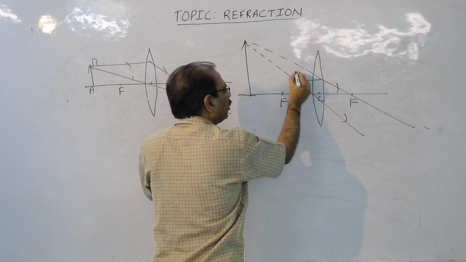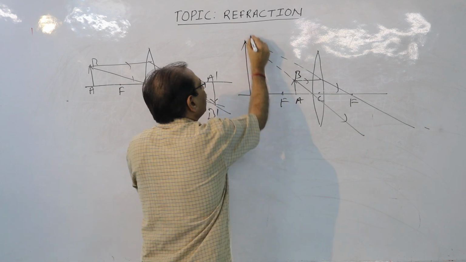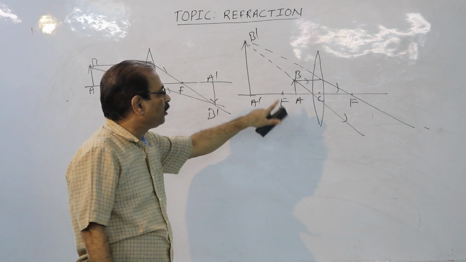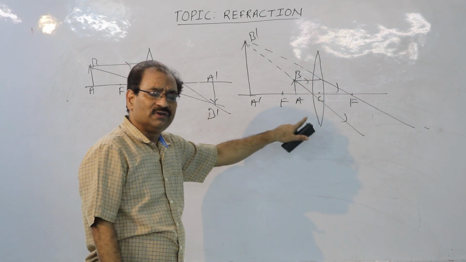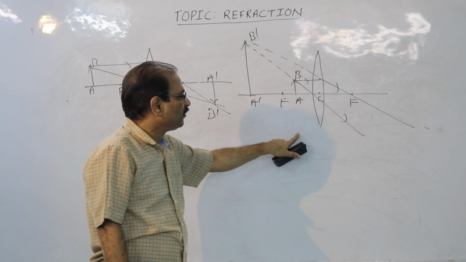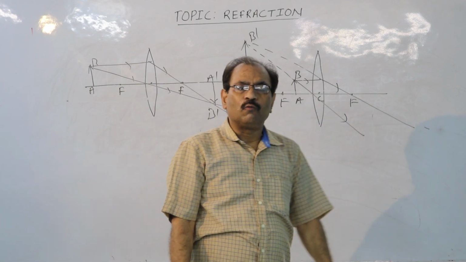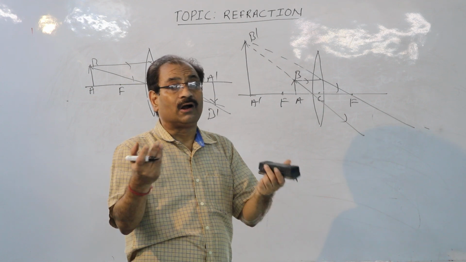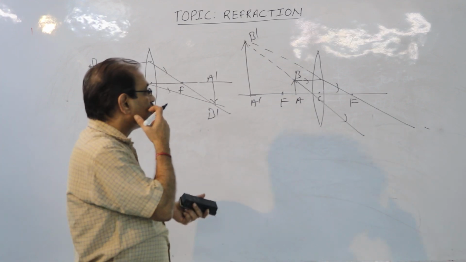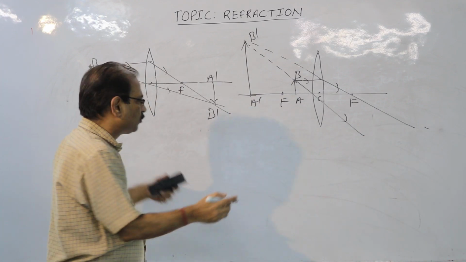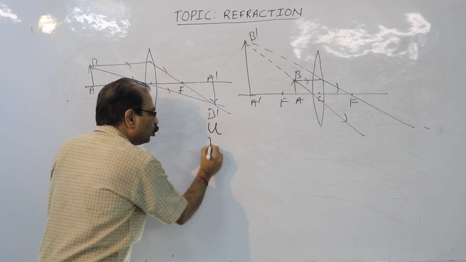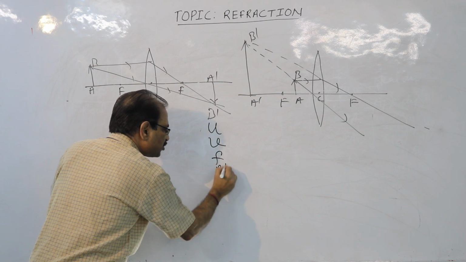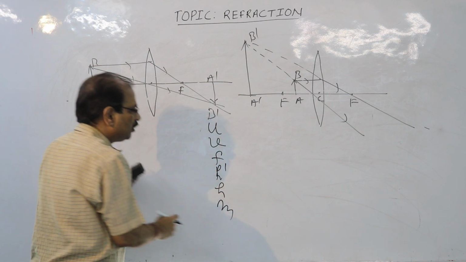If AB is taken to be the object, then A dash B dash will be the image. So this is how exactly the virtual image is formed with the help of this convex lens. Alright, children, next thing, what is called the sign conventions. You know very well, we have done under reflection the different symbols which are used, like I am talking about U, V, F, H dash, H, M.